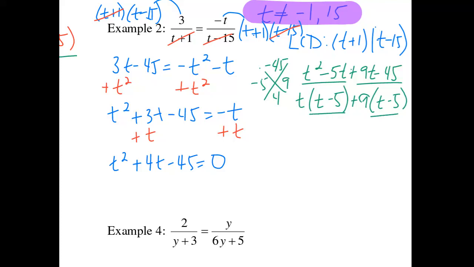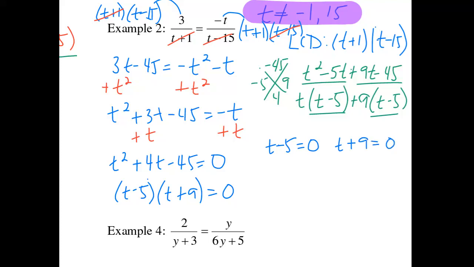So I'm going to rewrite this over here back with our rational equation work. T minus 5 times t plus 9, still equal to 0. And now, just like lesson 3, we're going to set each of those equal to 0 and solve. So t minus 5 equals 0, and t plus 9 equals 0. I'm going to put them together in one here. We'll get positive 5 on the left. We'll get negative 9 on the right.